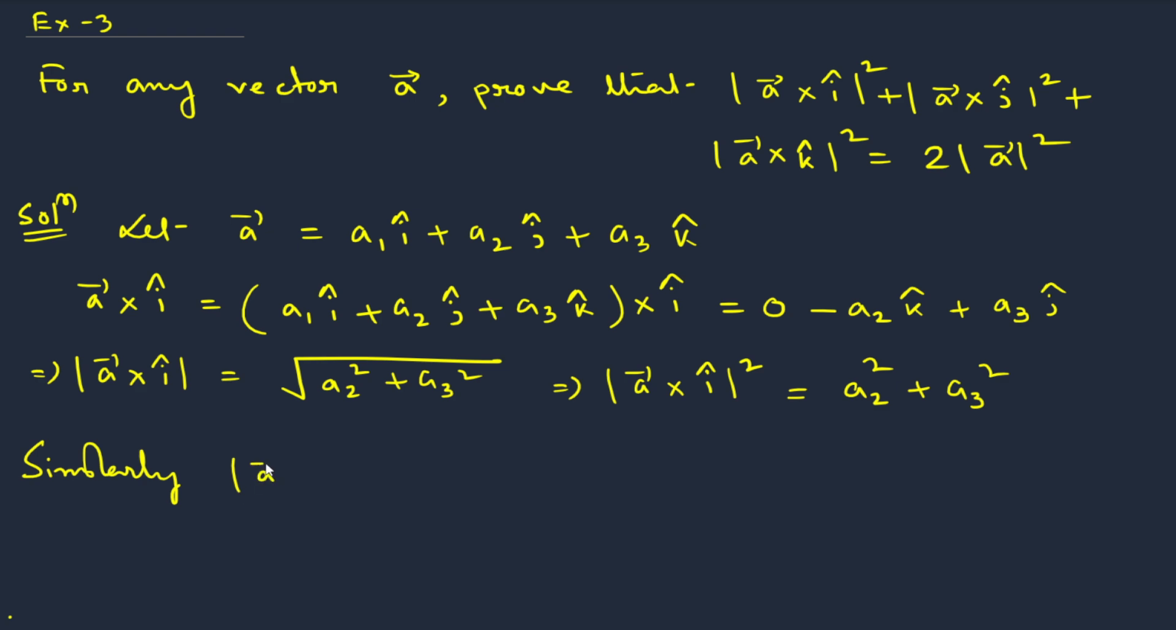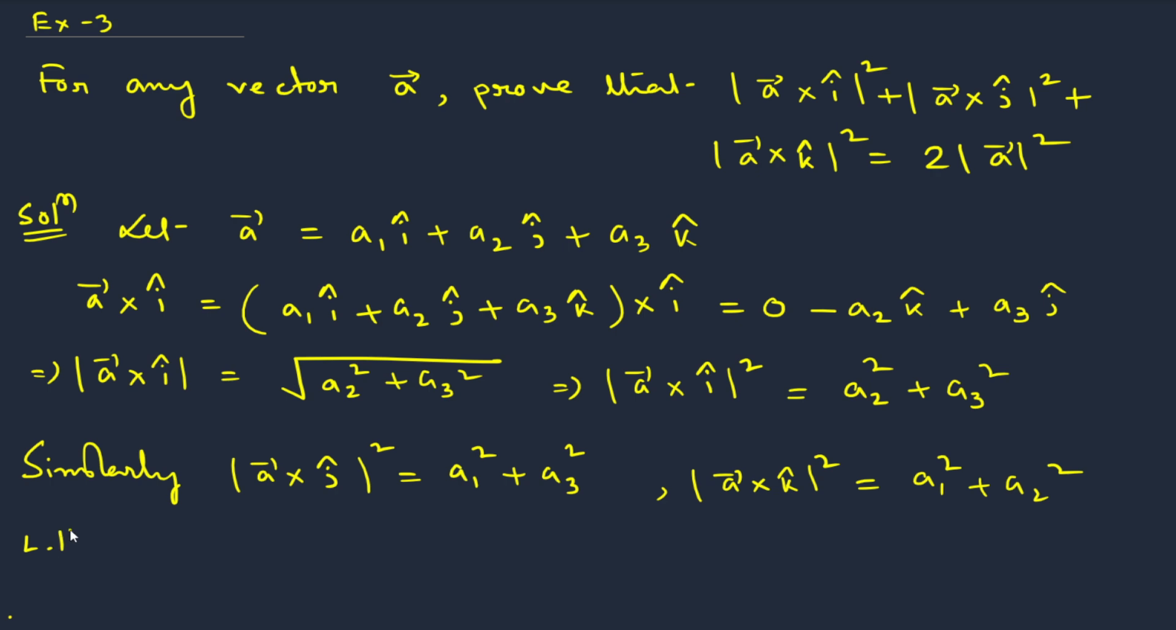Similarly, |a bar cross j cap| whole square. So what will we get? a1 square plus a3 square; a2 will not come. And then |a bar cross k cap| whole square will be a1 square plus a2 square. Now what is the left hand side? The left hand side is |a bar cross i cap| whole square plus |a bar cross j cap| whole square plus |a bar cross k cap| whole square.